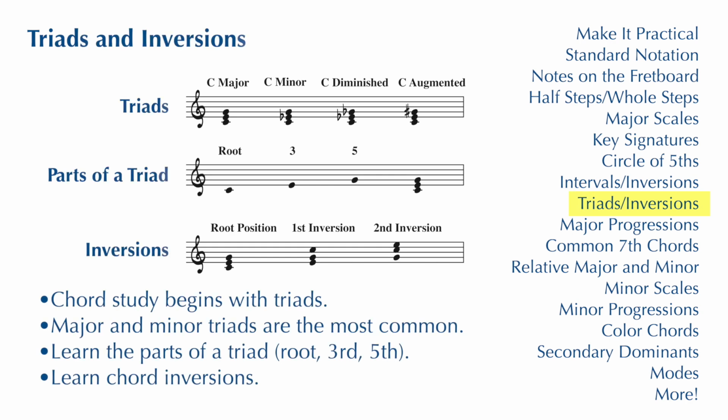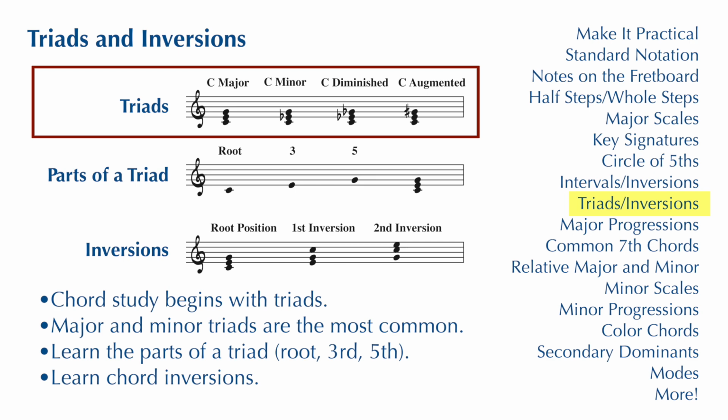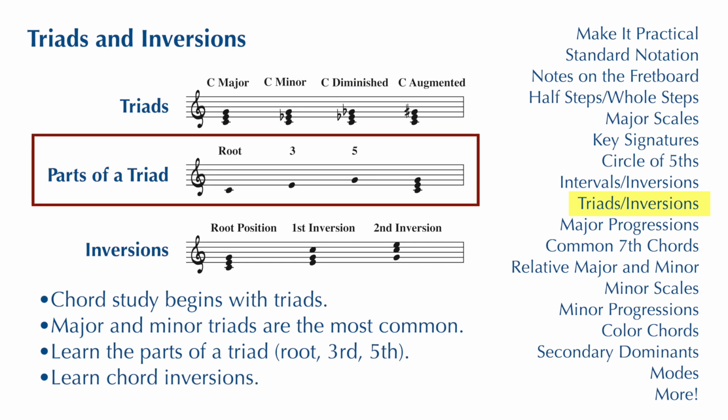Once you understand intervals, you're ready to learn how to build triads. The two most common triads are major and minor triads, so start with those. Then learn diminished triads and save augmented triads for last. And when studying triads, you should learn to label the parts of the chord, the root, third, and the fifth.